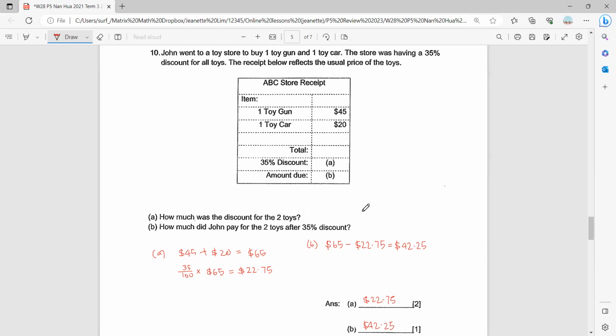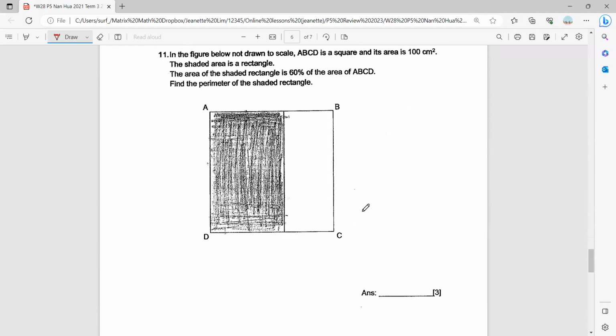Okay, last question, question 11. In the figure below, not drawn to scale. ABCD is a square and its area is 100 square cm. Shaded area is a rectangle. Area of the shaded rectangle is 60% of the whole thing. So find the perimeter of the shaded rectangle. Okay, so first, you have a square and they tell you the area is 100 square cm. So you can find one side first, right? So 100 is 10 times 10, which means that this is 10.